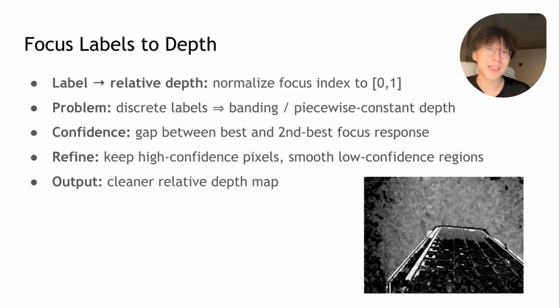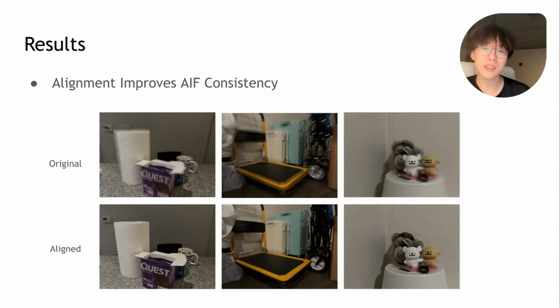However, because those labels are discrete, the depth map often shows banding and piecewise constant regions, especially where the focus response is weak. To address this, I compute a simple confidence score at each pixel, which is the difference between the best and the second best sharpness responses across the stack. During the refinement, high confidence pixels keep their original depths, and the low confidence regions are smoothed using neighboring reliable estimates.